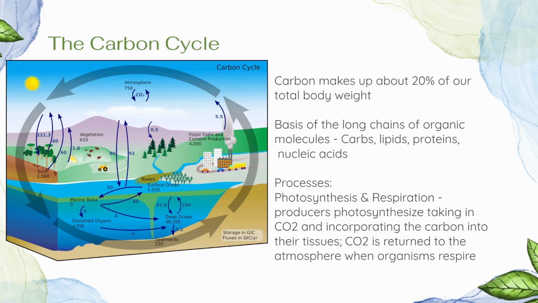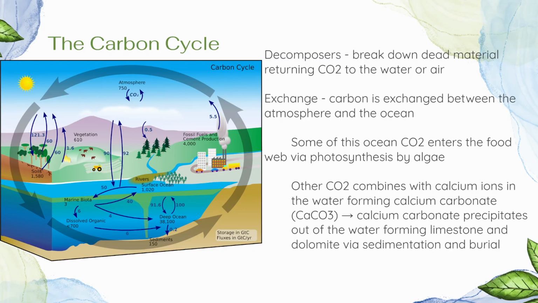The processes that drive the carbon cycle are photosynthesis and respiration. Producers take in carbon dioxide in the form of CO2 from the atmosphere during photosynthesis and incorporate the carbon into their tissues. When organisms respire, they release CO2 back into the atmosphere. Decomposers play a key role in the carbon cycle by breaking down dead organic material and returning CO2 into the atmosphere or water. Carbon is also exchanged between the atmosphere and the ocean.